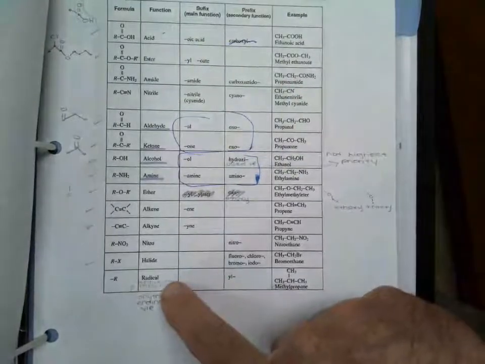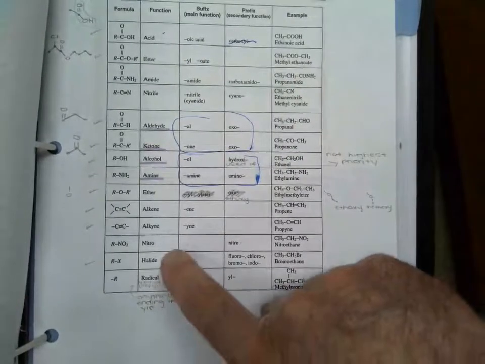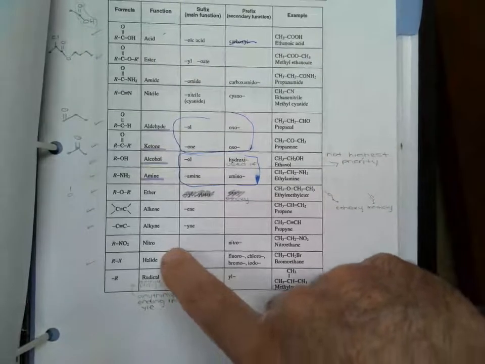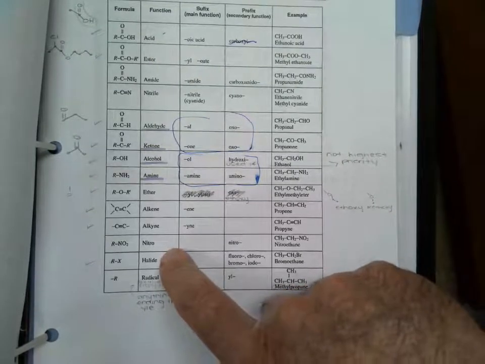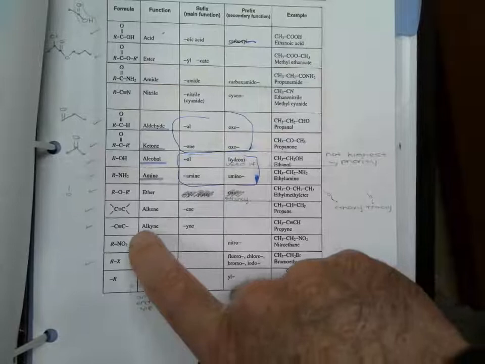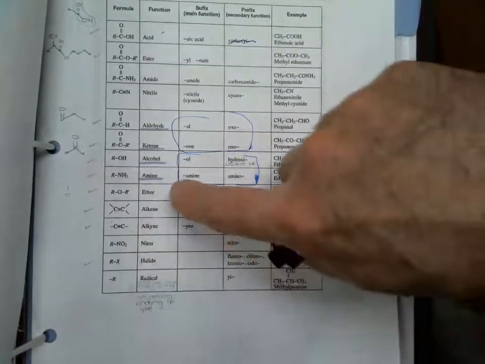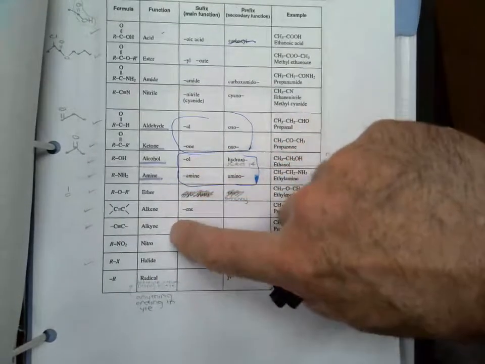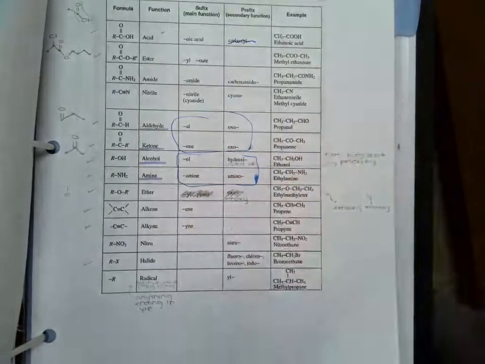So a radical is like a methyl or an ethyl or a propyl. Halides are group 7 elements. You can put minor annotations on here. Alkynes triple bond, alkenes double bond. You can see here that means if you've got a double bond and a triple bond in a molecule, the double bond takes priority.